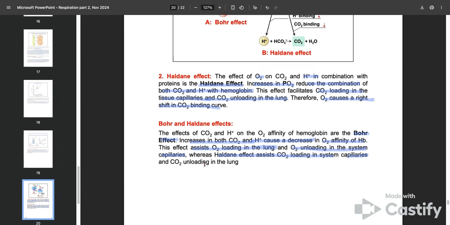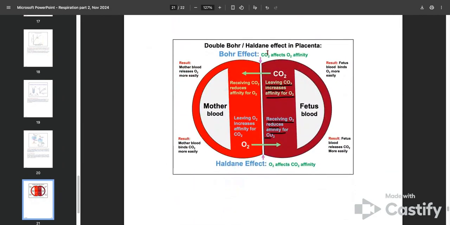Bohr and Haldane effects, we've already talked about them, and this is basically what happens in the mother's blood and the fetus's blood when you're a baby. You basically have a double Bohr or Haldane effect. Basically, in the fetus blood, you're receiving oxygen, which reduces the affinity for carbon dioxide, and the leaving carbon dioxide increases the affinity for oxygen. I mean, you can take a look at this by yourself. I think it'll make absolute sense for you.